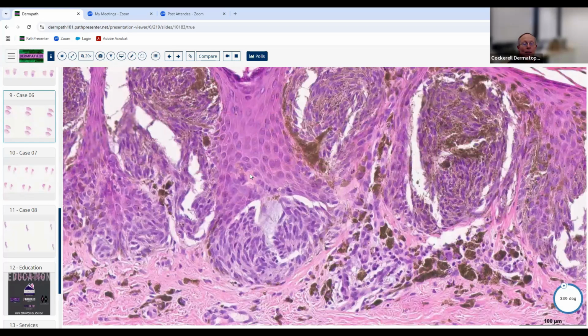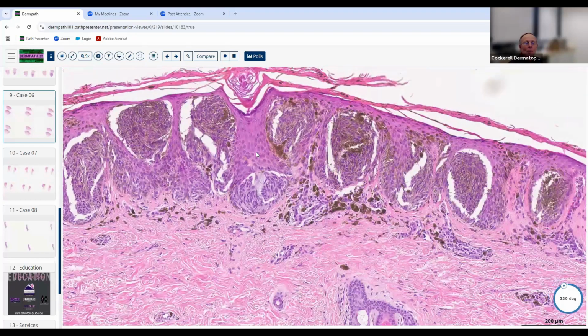If you look carefully here, you might be able to barely make out that pink structure there. Is that a Civatte body? Well, what did you say again? Is that a Civatte body? Yes, that's probably a Civatte body. It's not the world's best example.